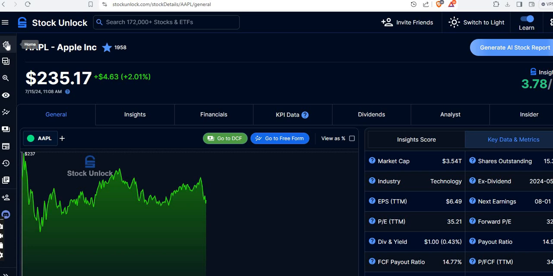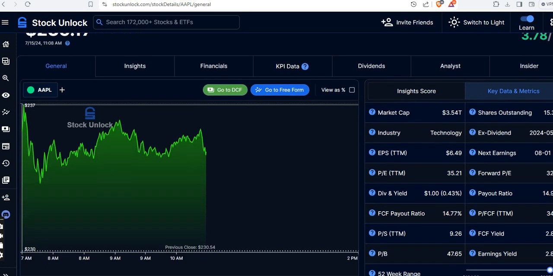On the left-hand side here, you'll see there's the home. You have portfolios, screener, the tracker, so you can add watch lists, freeform, discounted cash flow, and then the other stuff is not really relevant. So first things first, let's get into how to search for stocks on here, all the things I look for, etc., etc. I'm going to try and keep this as brief as possible.